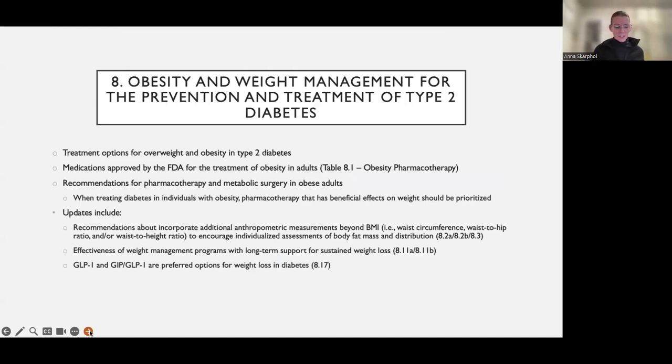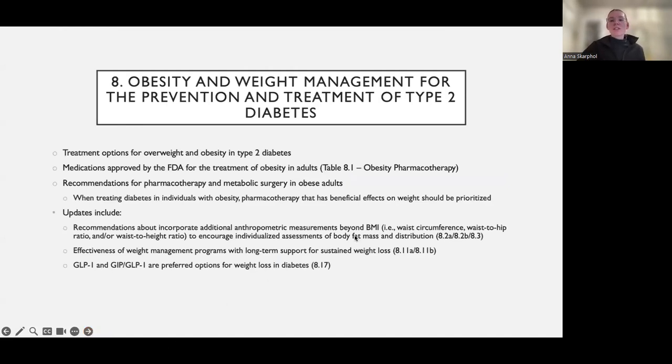The next section is section 8, and that's obesity and weight management for the prevention and treatment of type 2 diabetes. So obviously this section gets really into the specifics of how we're going to manage obesity and weight. And they also talk a lot about the different medications that are FDA approved for obesity. This is really a hot topic recently with things like Ozempic and Zepbound and those GLP-1 medications that are used for weight loss.